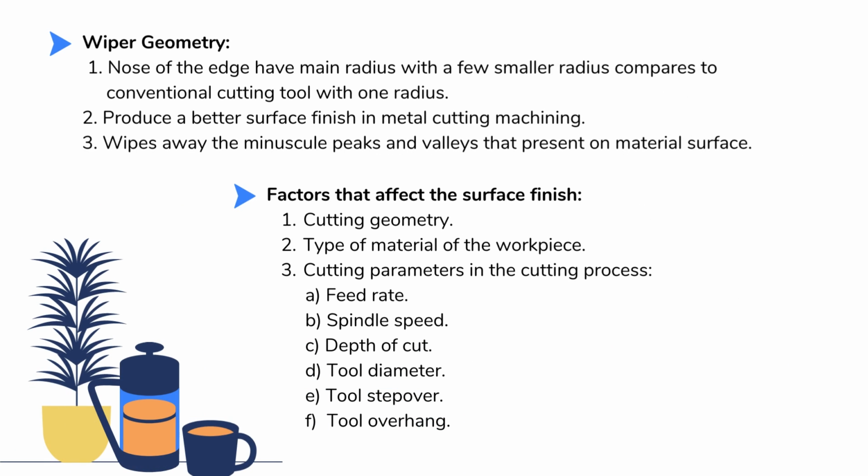A tool bit with wiper geometry is a tool bit where the nose of the edge has a main radius with a few smaller radii, compared to the conventional cutting tool, which only has one radius. A tool bit with wiper geometry produces a better surface finish in metal cutting machining. The wiper performs by wiping away the minuscule peaks and valleys present on the material surface.